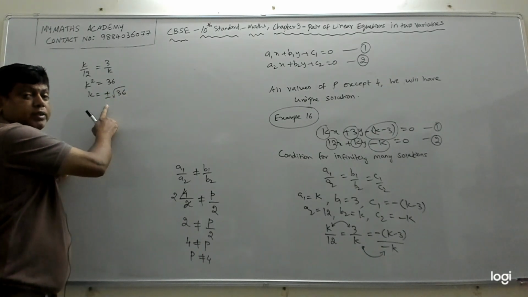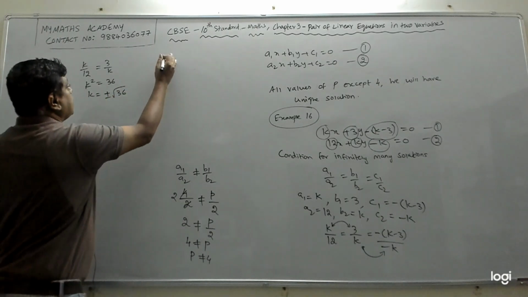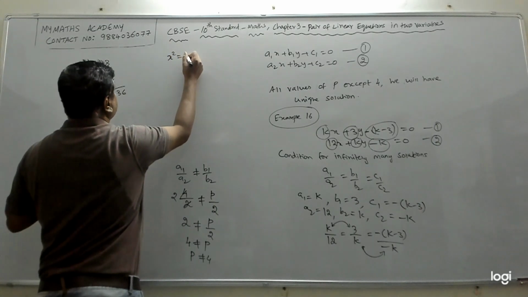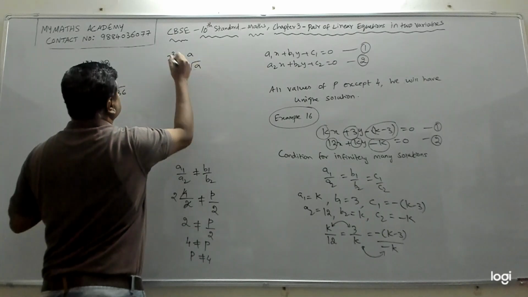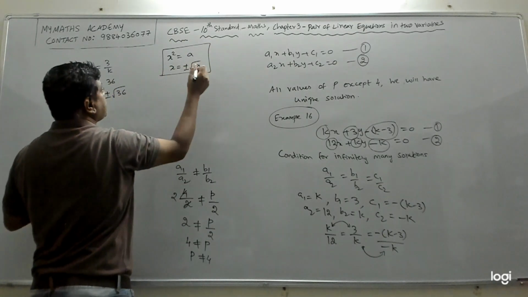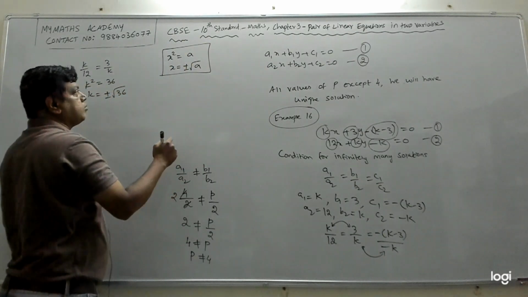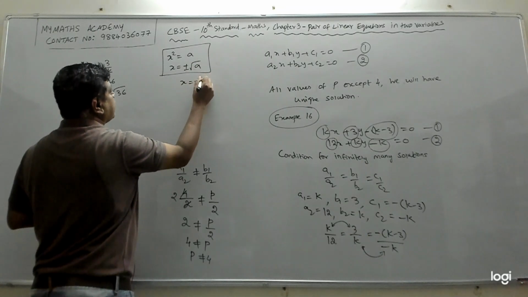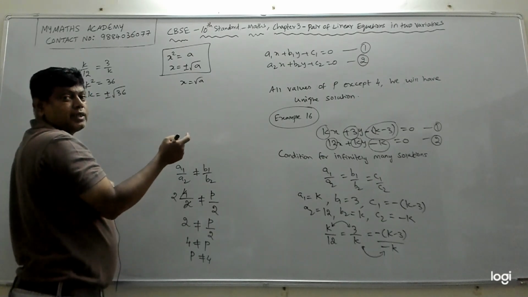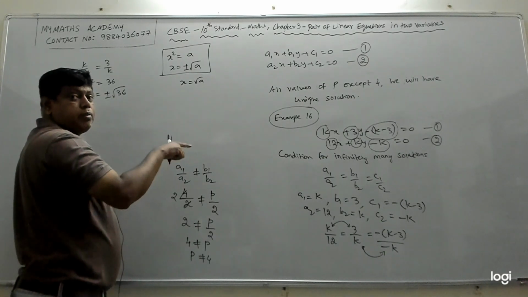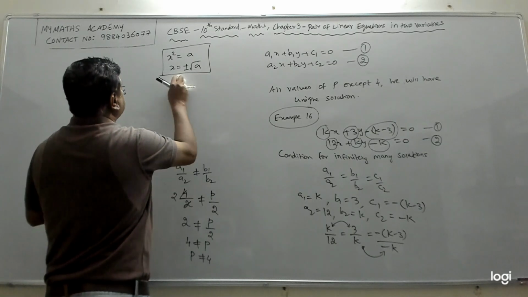You should always put plus or minus. You have to remember that. Whenever you have x square equal to a, it means x is equal to plus or minus root a. Don't just write x is equal to root a. When x square equals a, don't write x equals root a. X is equal to plus or minus root a, which means x will be plus root a or x will be minus root a. Fine.